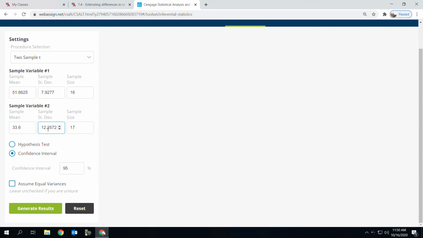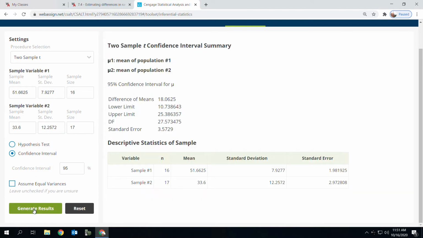These standard deviations are not that close to one another, so I would not check that. If this one was like 11.5 and this one's 12.2, where they're pretty darn close to one another, I would assume equal variances. But if we're not sure or they don't look like they're that close together, leave it unchecked. Generate results.